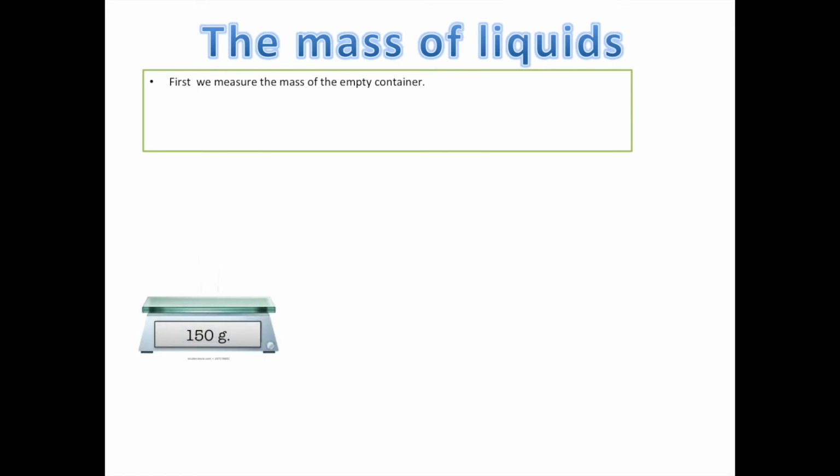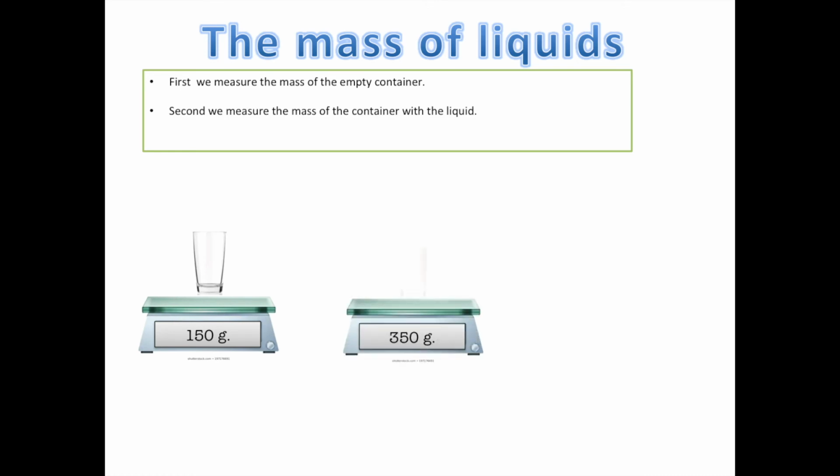And how do we measure the mass of liquids? It's the same equation that we use to measure the mass of powder substances. First, we measure the mass of the empty container, the glass. Second, we measure the mass of the container with the liquid. That is to say, the glass with the liquid inside, with the milk. And finally, we subtract one mass from the other.